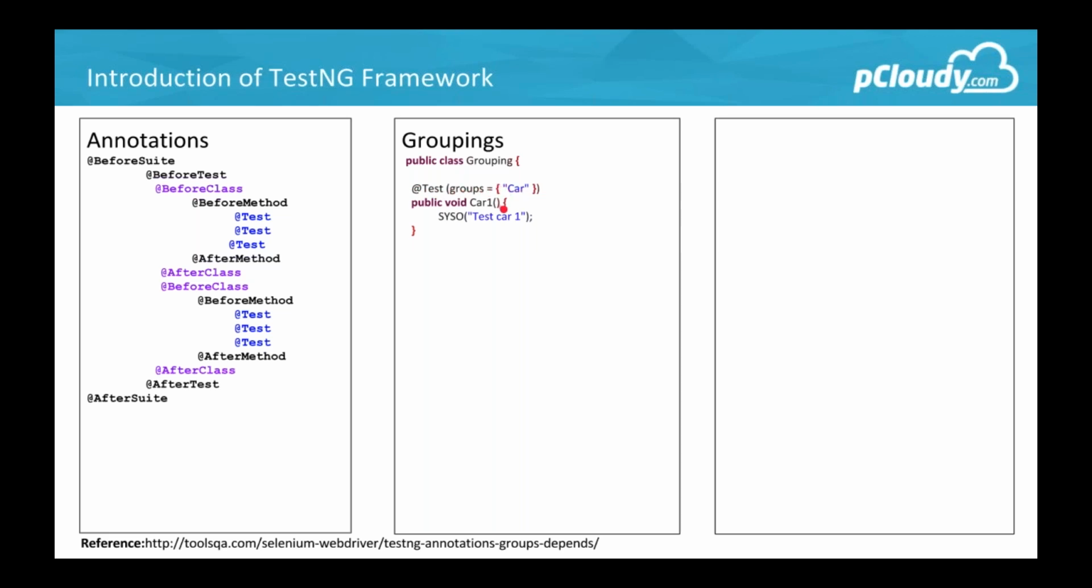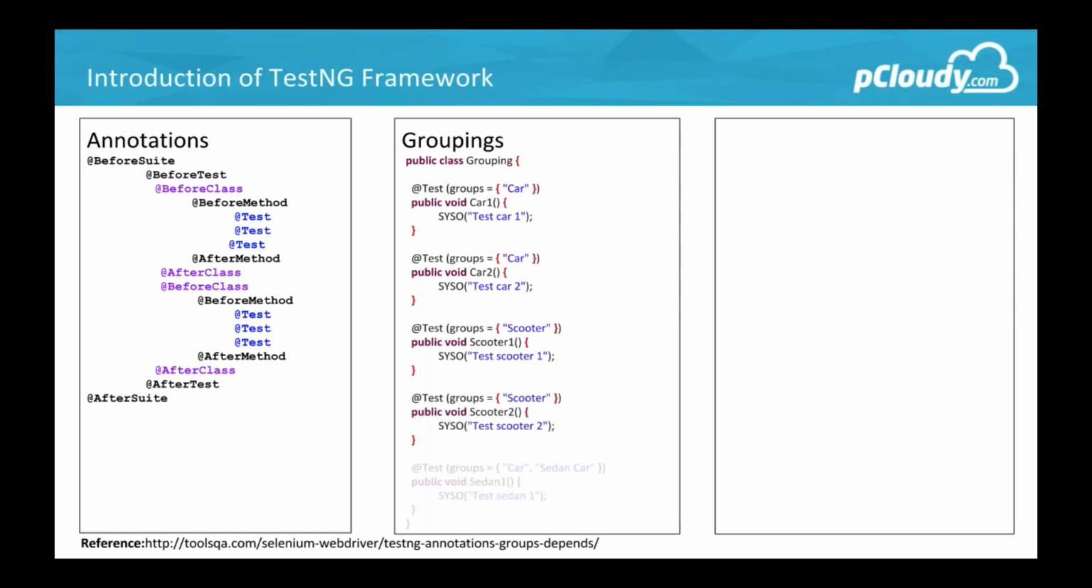So you can say, okay, car1 is a car type of test, car2 is also a car type of test, scooter1 is a scooter type of test, scooter2 is also a scooter type of test. And there's one sedan test, which is a car type of test as well as a sedan type of test.